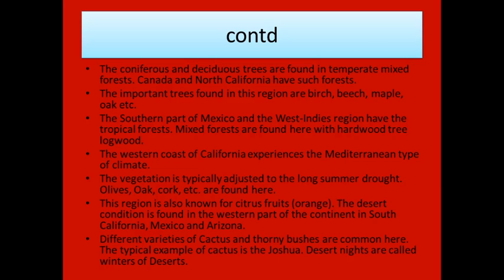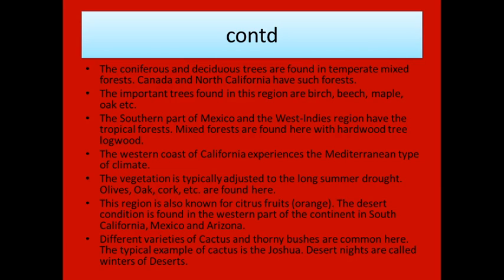Let me continue. The coniferous and the deciduous trees are found in temperate mixed forests. Canada and North California have such forests. Those are the coniferous and deciduous forests. The important trees found in this region are birch, beech, maple, oak, etc.